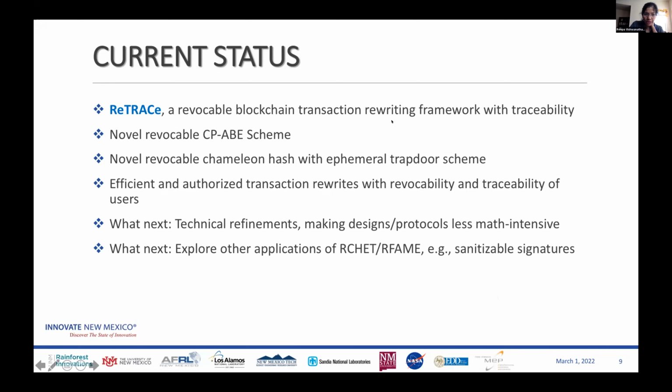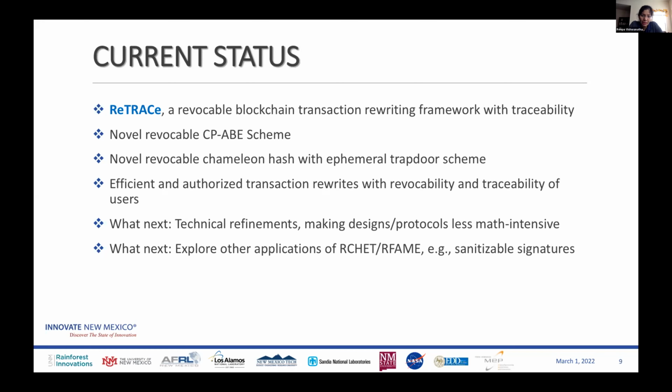And in the process of designing ReTRACe, we also designed two new cryptographic primitives: revocable ciphertext-policy attribute-based encryption, and revocable chameleon hash with ephemeral trapdoors. Both of these schemes, bullet points number 2 and 3, are of independent interest. They have way more applications even beyond just blockchain rewrites. They are of independent interest to the cryptography community.